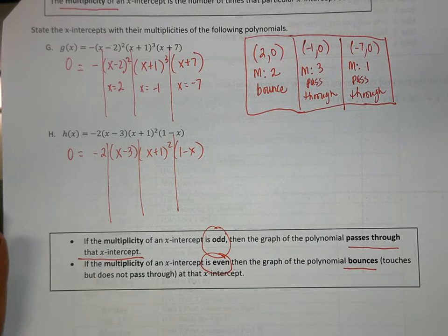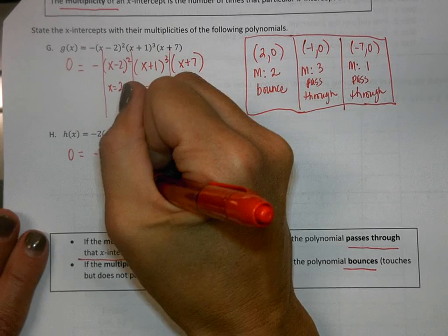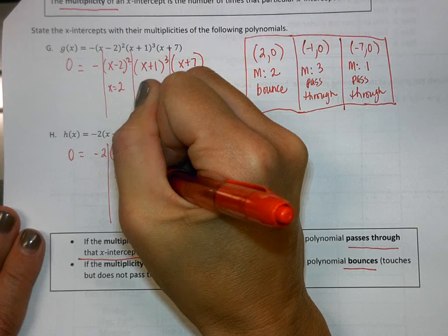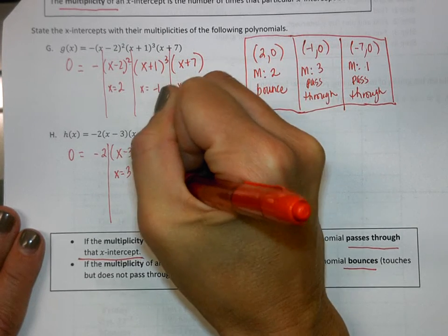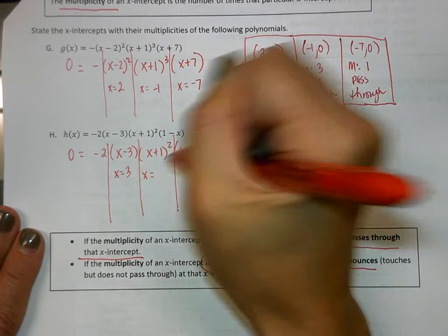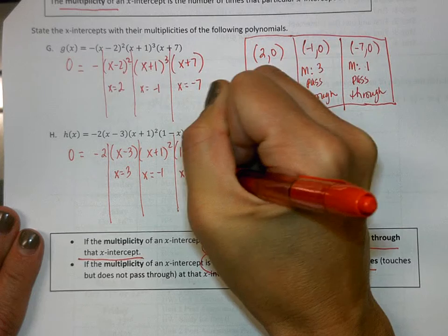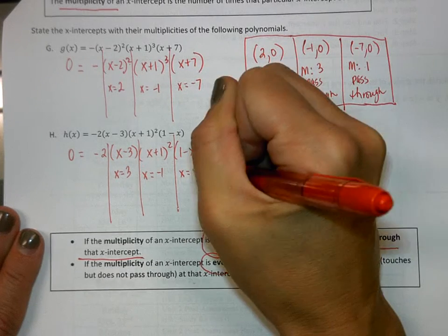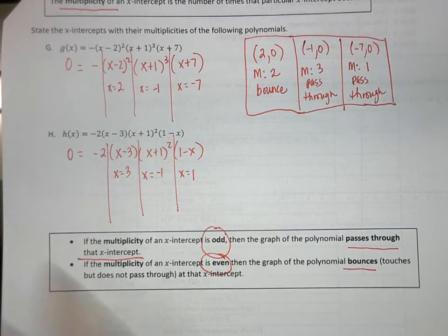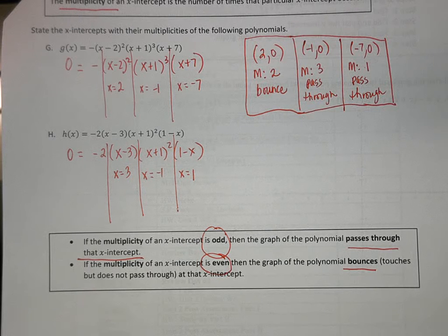Okay, so on this one, x will equal 3, x equals -1, and x equals +1. Very good. And again, if you're ever not sure with any of those, actually write it out and solve. Okay?